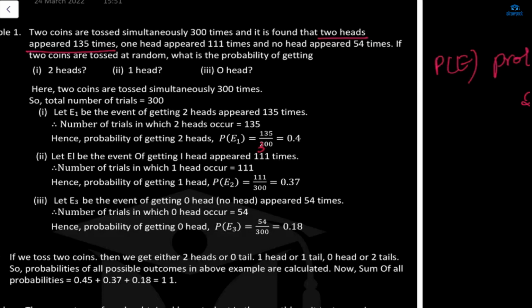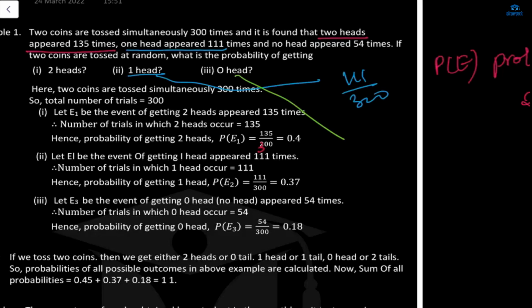One head, how many times? If you go for one head, it appeared 101 times. So the probability of one head will be 101 upon 300. Similarly, what will be the probability of zero head? Zero head means head has not come.